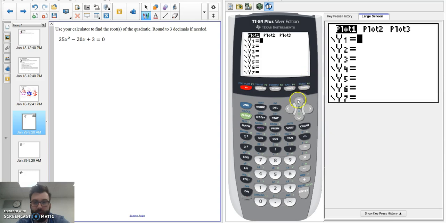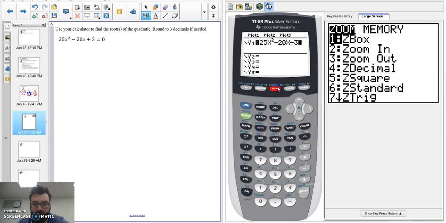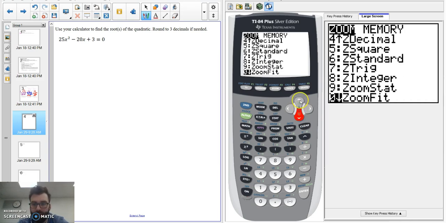So I'm going to go to my y equals. If you have a plot that's highlighted, make sure you turn that off and just go up there and select it. My first function is 25x squared minus 20x plus 3. All right. So I'm going to go to zoom and go down to number 9, because I don't know if I've been graphing trig functions lately or what's been going on. Not number 9. What am I thinking? Zoom 6. My fault. Zoom 6.